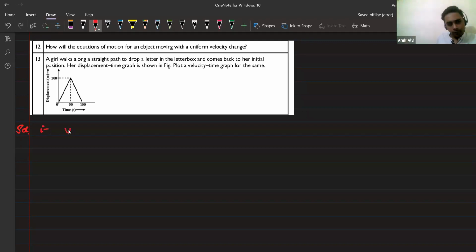V equals U plus AT. Second is S equals UT plus half AT square. Third is V square minus U square equals 2AS. So these are the three equations of motion. So when do we use these equations? What is the basic condition to use these equations?